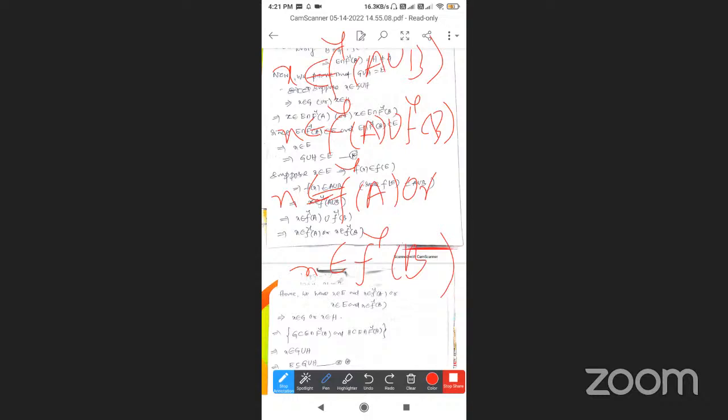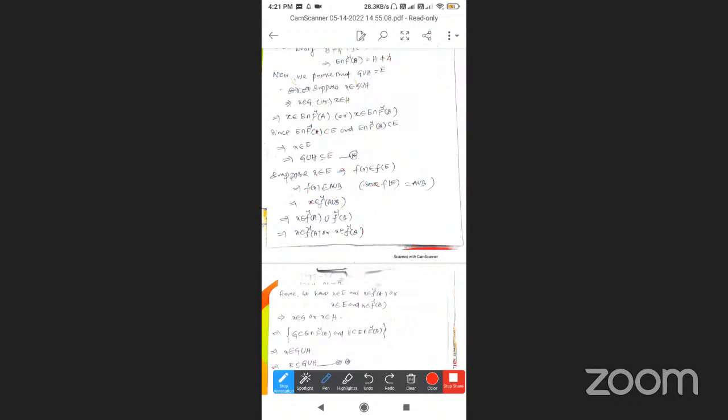Now again, hence we have to show x belongs to H. I will take one case at a time. What is the one case? First case, x belongs to E and x belongs to f inverse of A, or next x belongs to E and x belongs to f inverse of B. So this is the case.